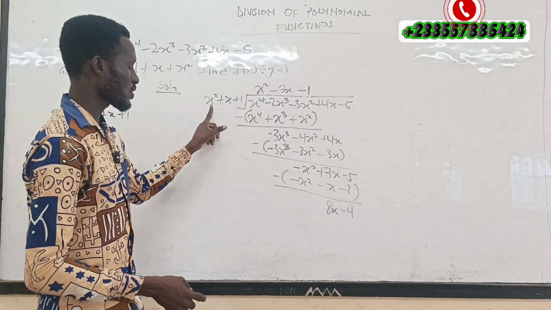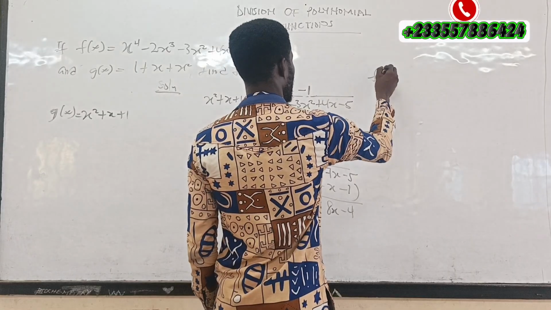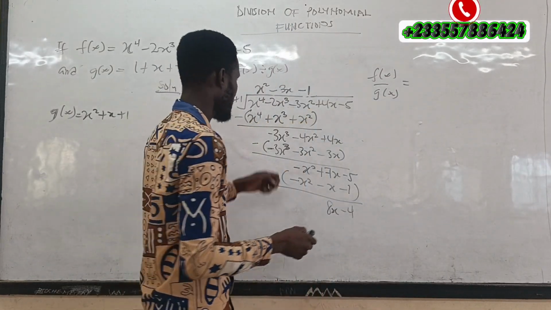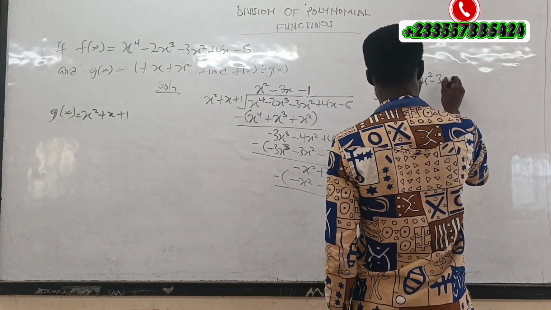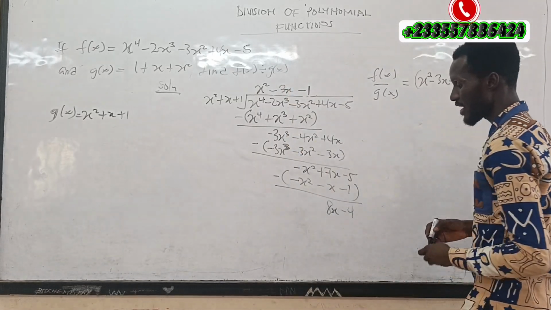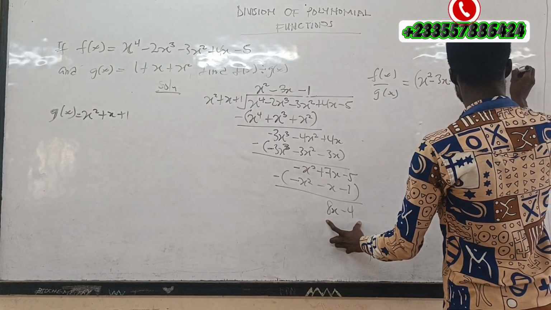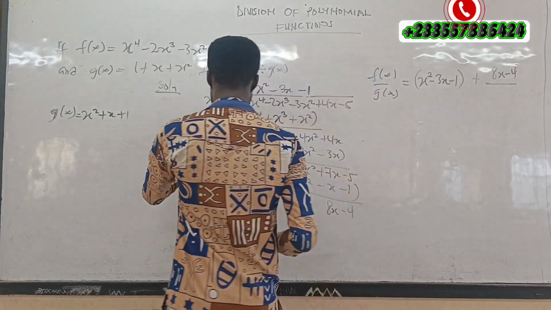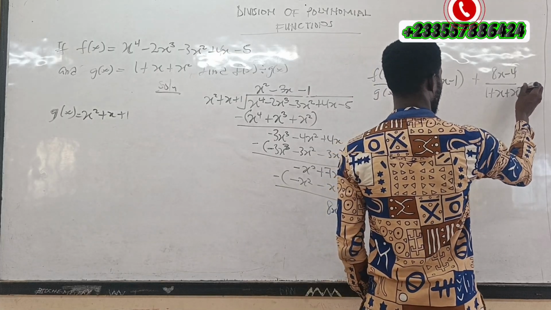Now at this point we have x squared here, we have x here. We can't divide. So therefore our f of x divided by g of x is the same as the quotient, which is x squared minus 3x minus 1. This one is the quotient plus the remainder. This is the remainder, that is 8x minus 4 divided by the divisor. The divisor was given as 1 plus x squared.